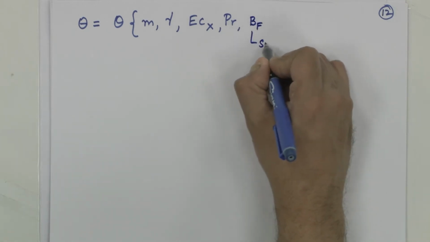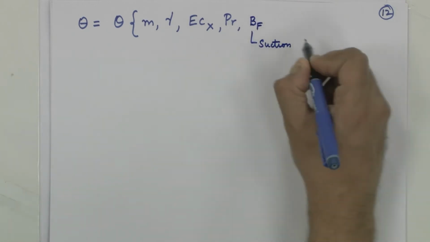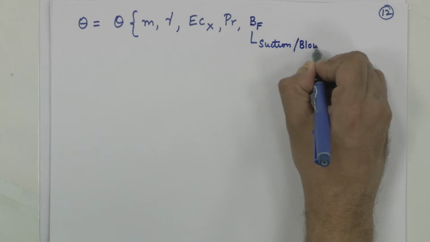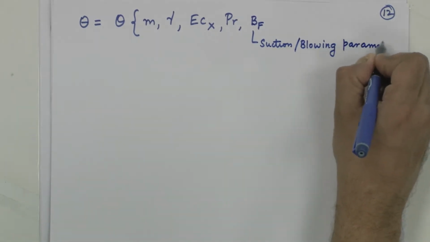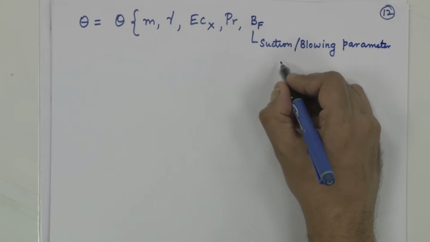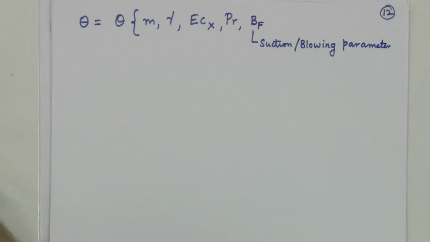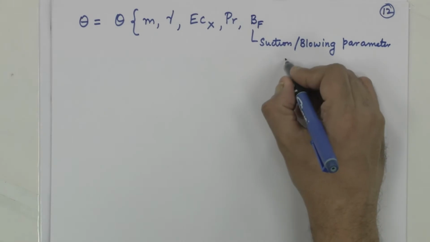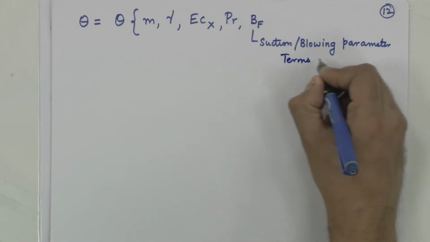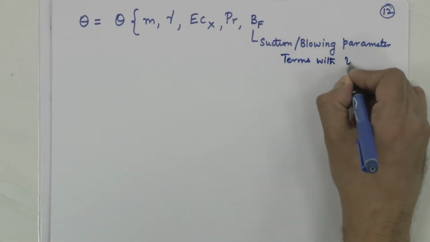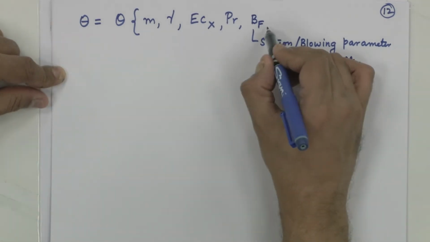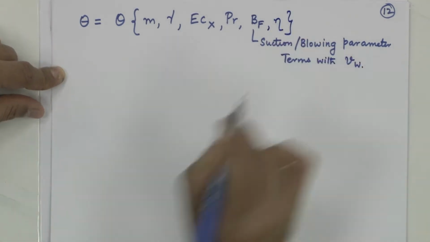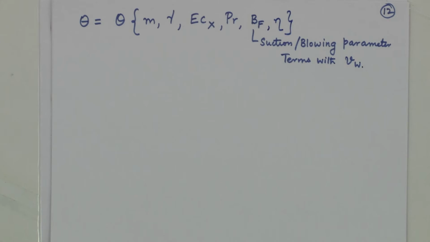This is suction or blowing. I did not define this explicitly. This is basically a collection of terms involving VW. Suction or blowing parameter is nothing but having VW dependency. It is a group of terms with VW dependency. And of course your eta, which is your independent variable.